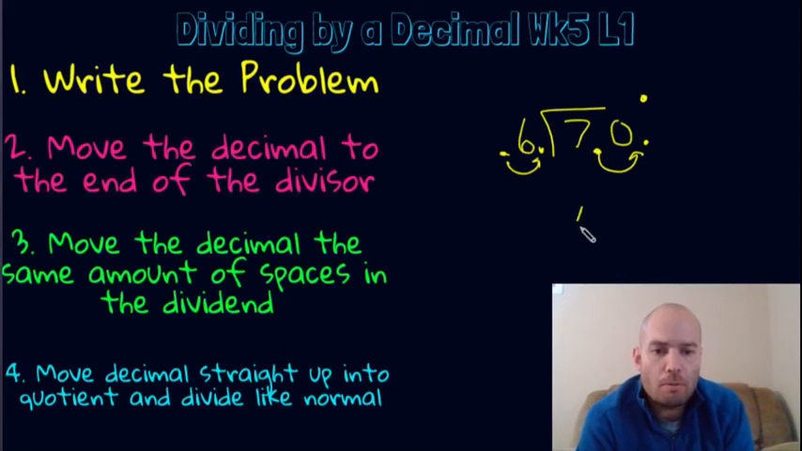My new problem is going to be 6 divided by 70, because I have the decimal here, but I don't really need it anymore. And I'm going to have the decimal here, which I don't really need anymore.